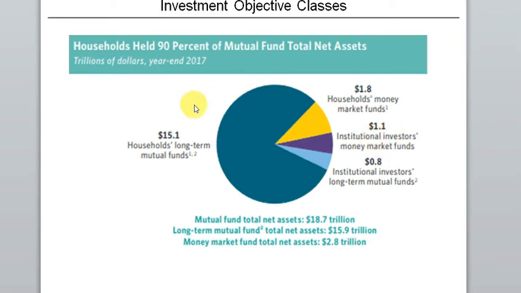And among the households, most of the money, as we see, goes into longer-term mutual funds, including equity, hybrid, and bond funds, and a small percentage goes into money market mutual funds. Whereas for institutional investors, it's just the other way around. Most of the money from institutional investors goes into money market mutual funds, and a smaller percentage goes into longer-term, other types of mutual funds.